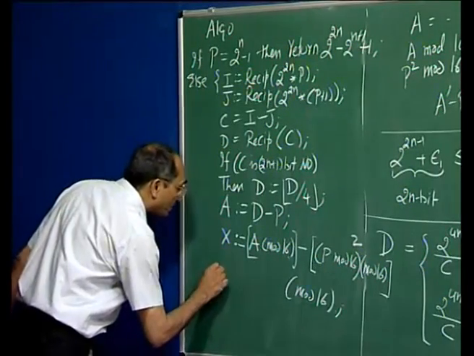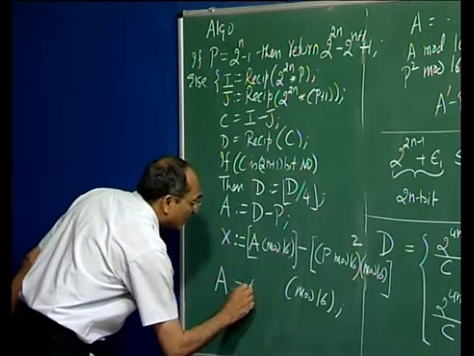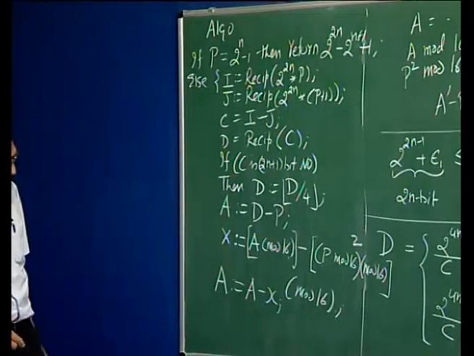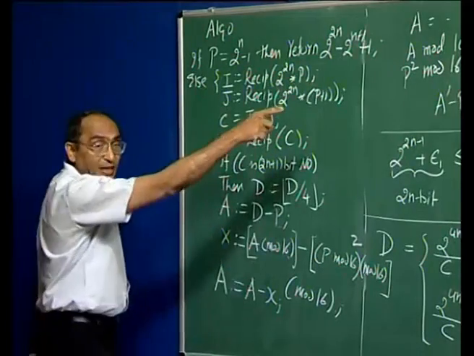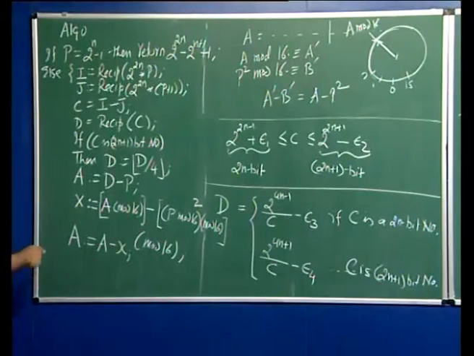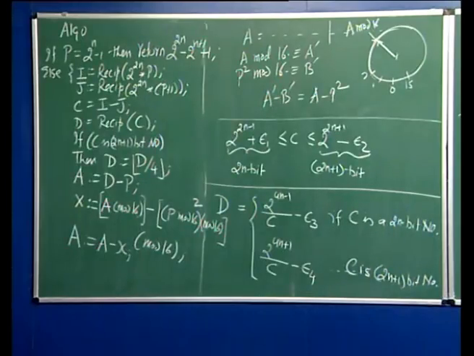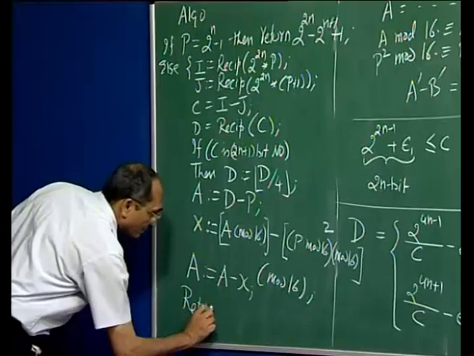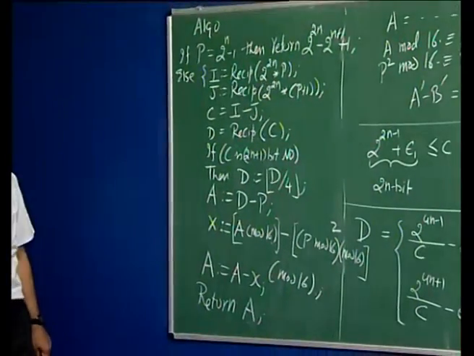And then we are going to give A to be A minus x. This is the exact error between A and P square, as we have argued. Hence, A minus P square we have adjusted. So at this stage we can now return A. This must be the exact value of P square.